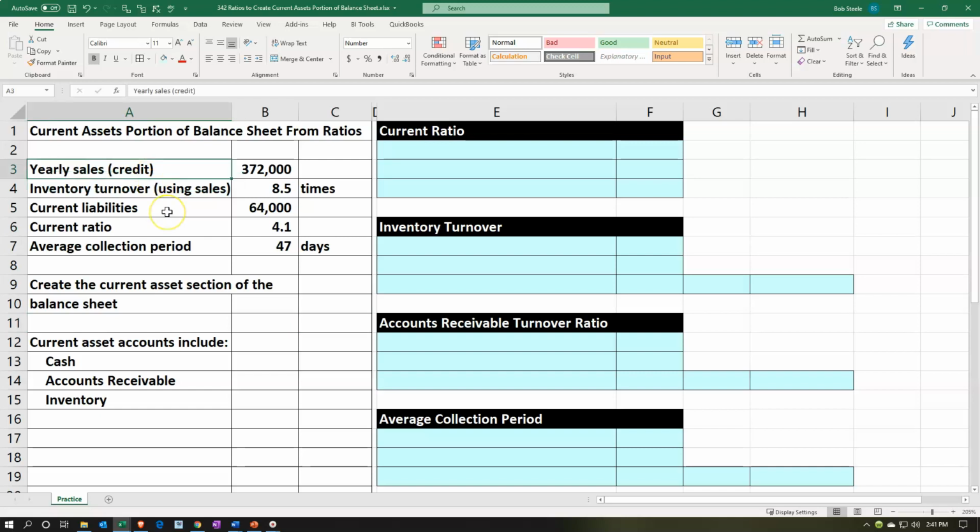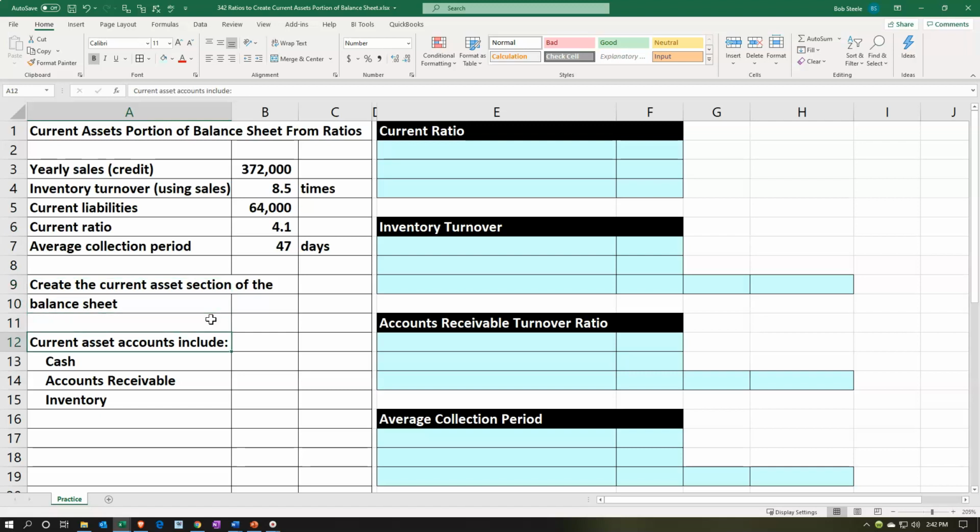We're going to say we have sales, the yearly sales, they're all credit sales, and then we have the inventory turnover. When we use the inventory turnover, we're going to be using that calculation using sales as opposed to cost of goods sold. We've talked about those differences in the past. And then we have the current liabilities, the current ratio, the average collection period, and then we want to create the current assets section of the balance sheet.